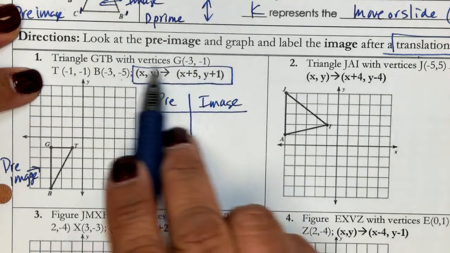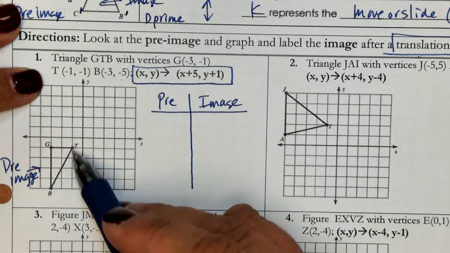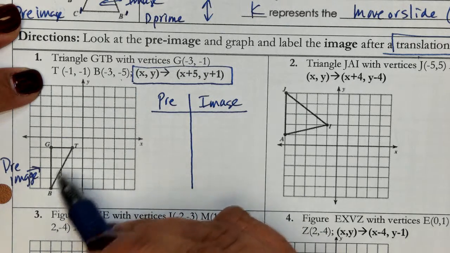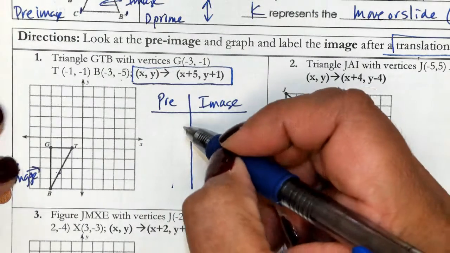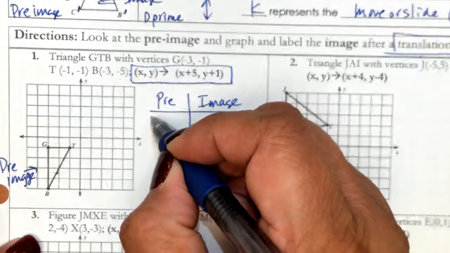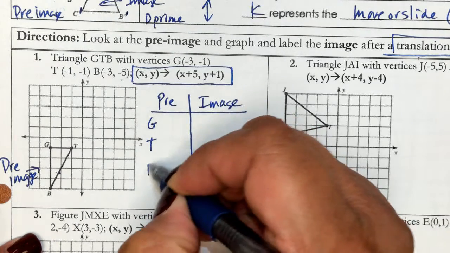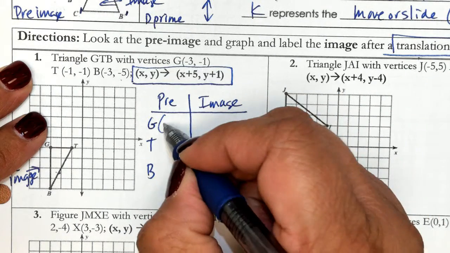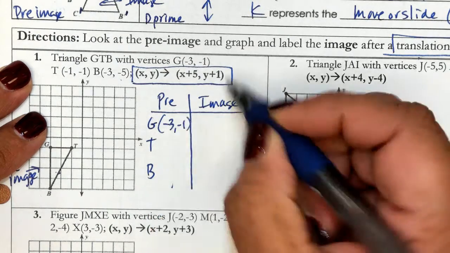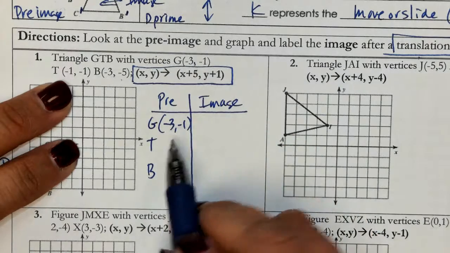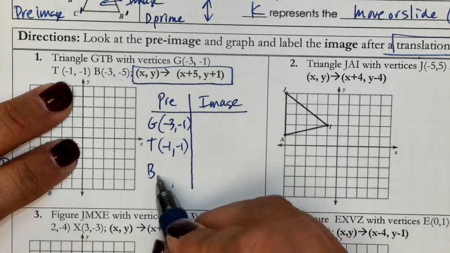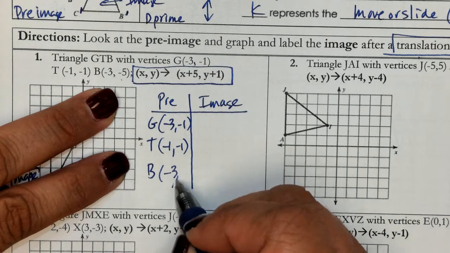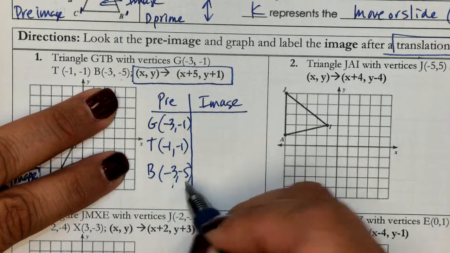So sometimes they're going to give it to you here, and then you got to graph the pre-image, or sometimes they'll just give you the pre-image and you got to write down all the figures. They made it easy for us. We're going to go G, T, B. And the G is (-3, -1). All I'm doing is just copying this information down. This is (-1, -1). Okay, and then this is (-3, -5).